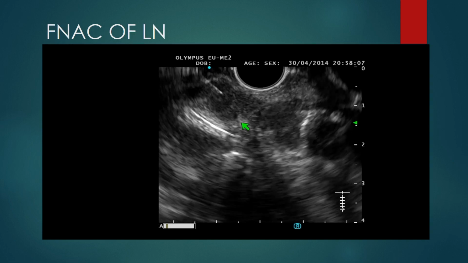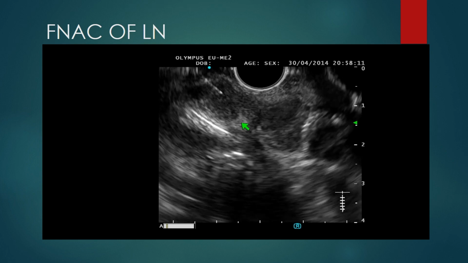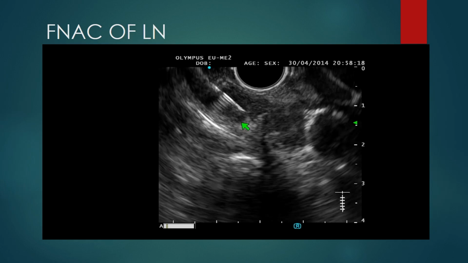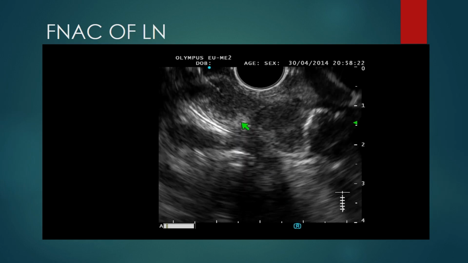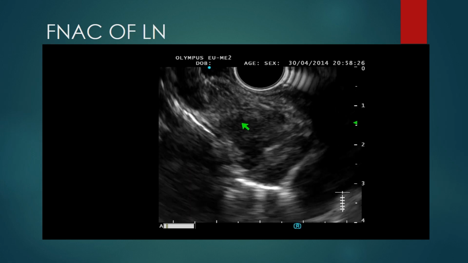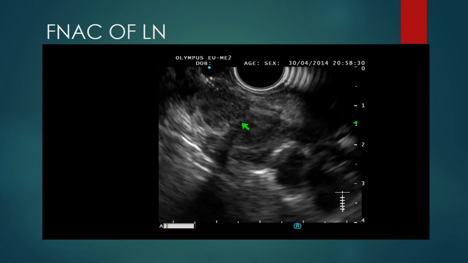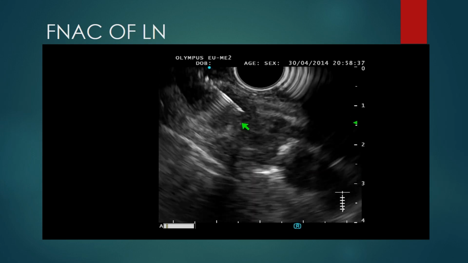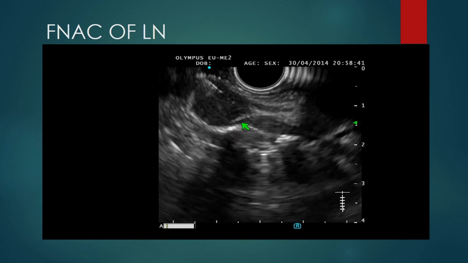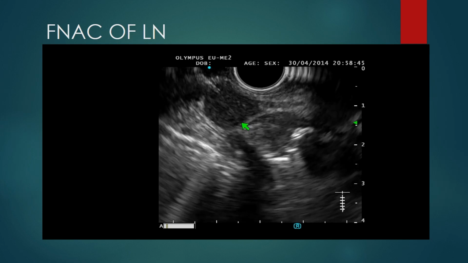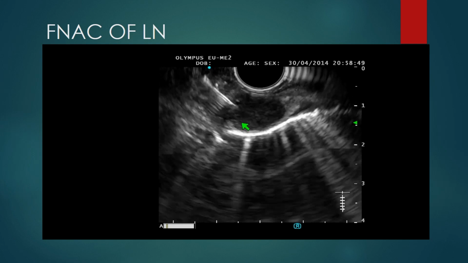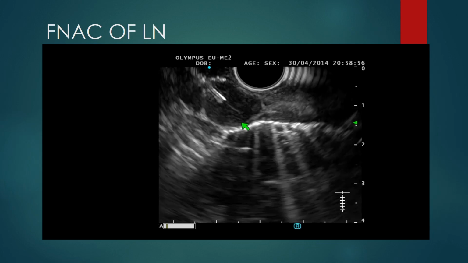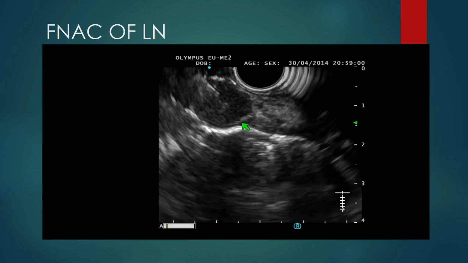Next one. So coming to the technique, we have a slight advantage. We have the elevator with the EBUS scope. So the fanning technique to obtain samples from all parts of the lymph node is slightly easier, but you can also achieve it with EBUS. But this is just to demonstrate the fanning technique used by us. We take the needle all the way up to the edge of the lesion and then rotate. So that's how we need to obtain the proper tissue.